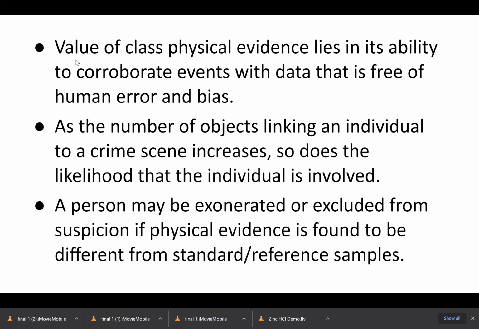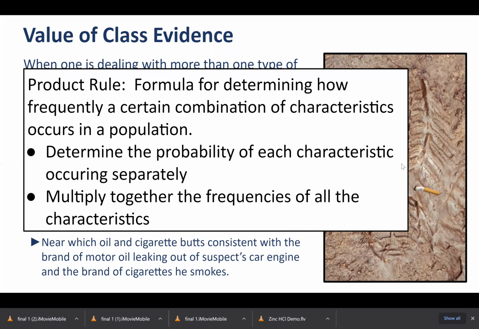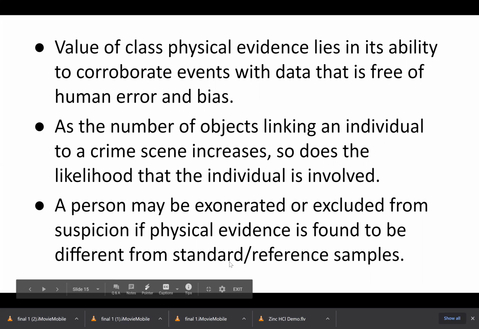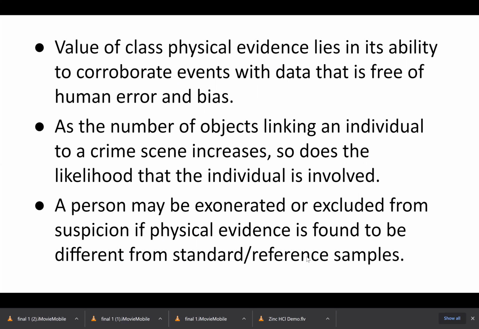Okay, so just in summary, the value of class physical evidence lies in its ability to corroborate events with data that is free of human error and bias. As the number of objects linking an individual to a crime scene increases, so does the likelihood that the individual is involved, and that is the product rule that we talked about. And finally, a person may be exonerated or excluded from suspicion if physical evidence is found to be different from a standard or reference sample.